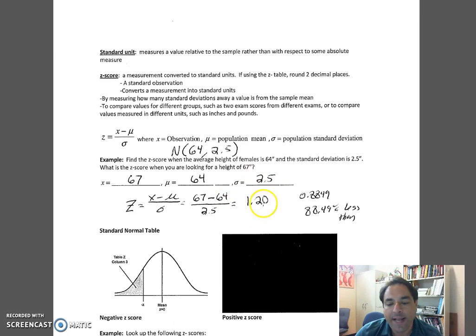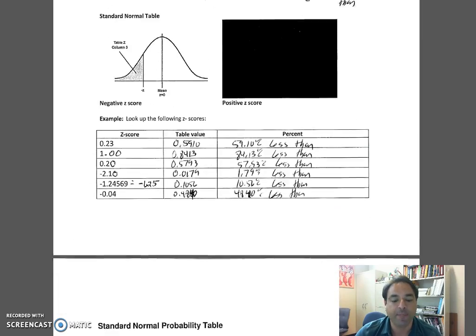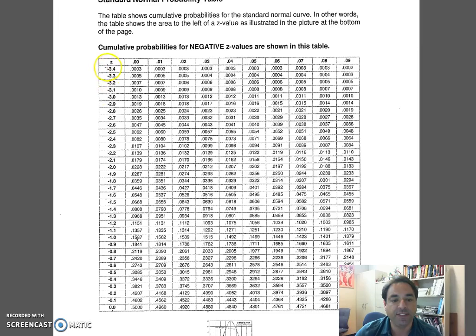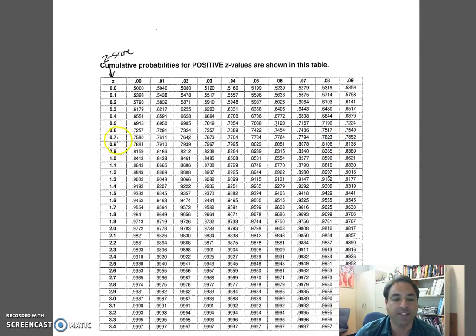Well, what we have here is the z-score. That is not our percent. Our answer is always a percent. The z-score is going to lead us to the percent. So the reason why I have 2 decimal places is when we go to a z-table, let's say, let's scroll down, here's a z-table. Notice we have a negative z-table with the z here, and we have a positive z-table.